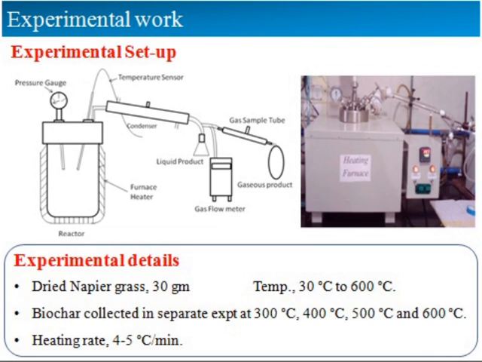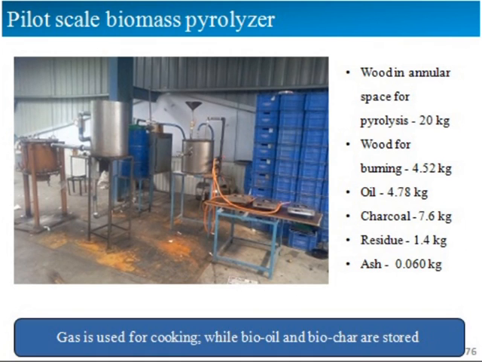which can be operated in the temperature range of 30 to 600 degrees centigrade. This is the larger version of this particular setup, and you see the gas which has been collected from here is utilized for lighting the gas burners. And this gas burner, with 20 kgs of wood, will produce gas which will allow you to sustain the combustion of the burner for 90 minutes.